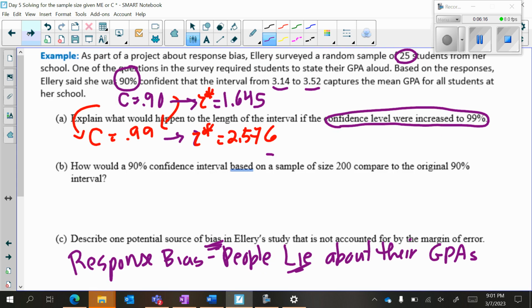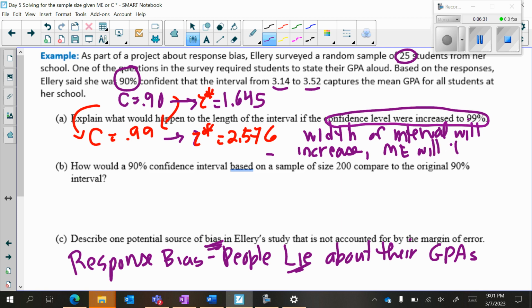So explain what would happen. Basically, the width of the interval will increase, it will get wider, and the margin of error will increase. So there's more room for error.